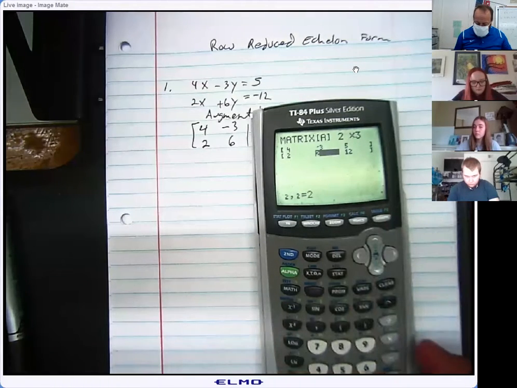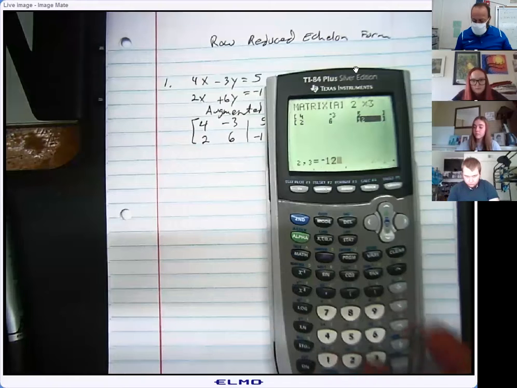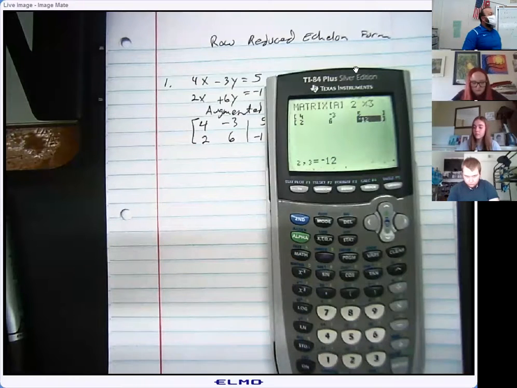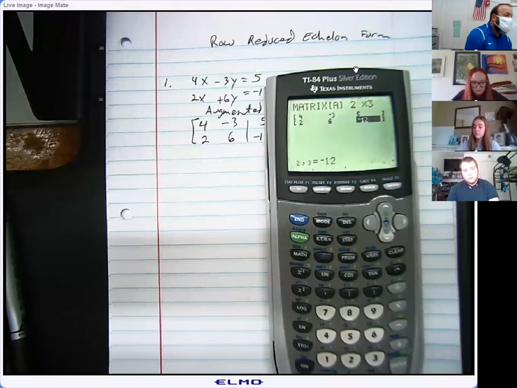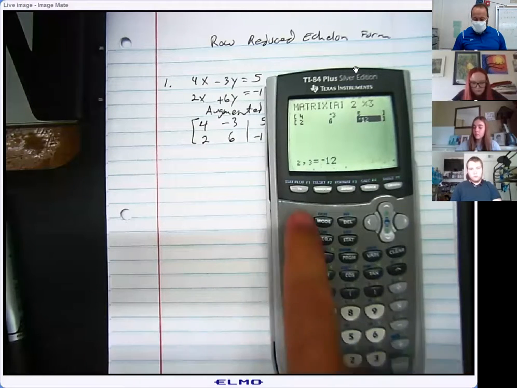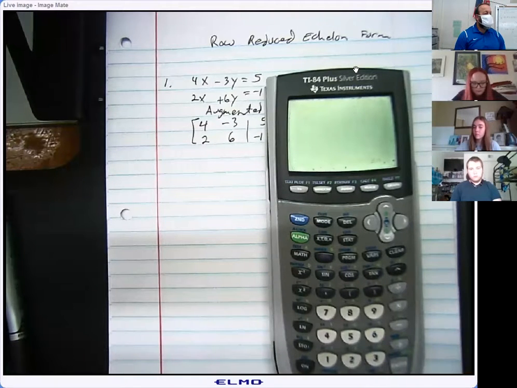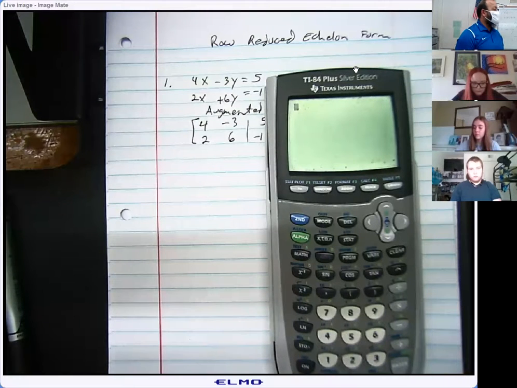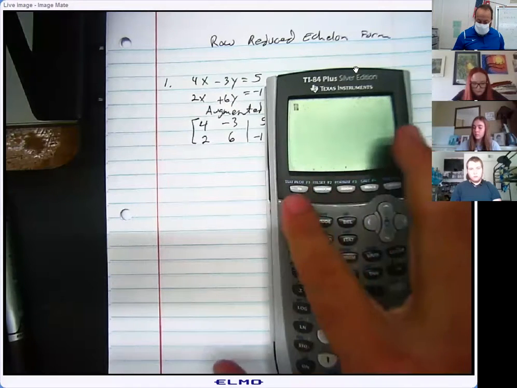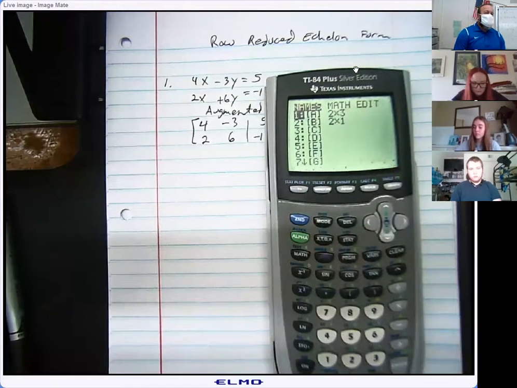Two, six, and negative 12, okay? So step one, you gotta get the data into the calculator, cool? Now that we're there, we quit. You gotta get to your home screen because now I wanna do something with that, right? So I go back to matrix, and where do you think the do something is?